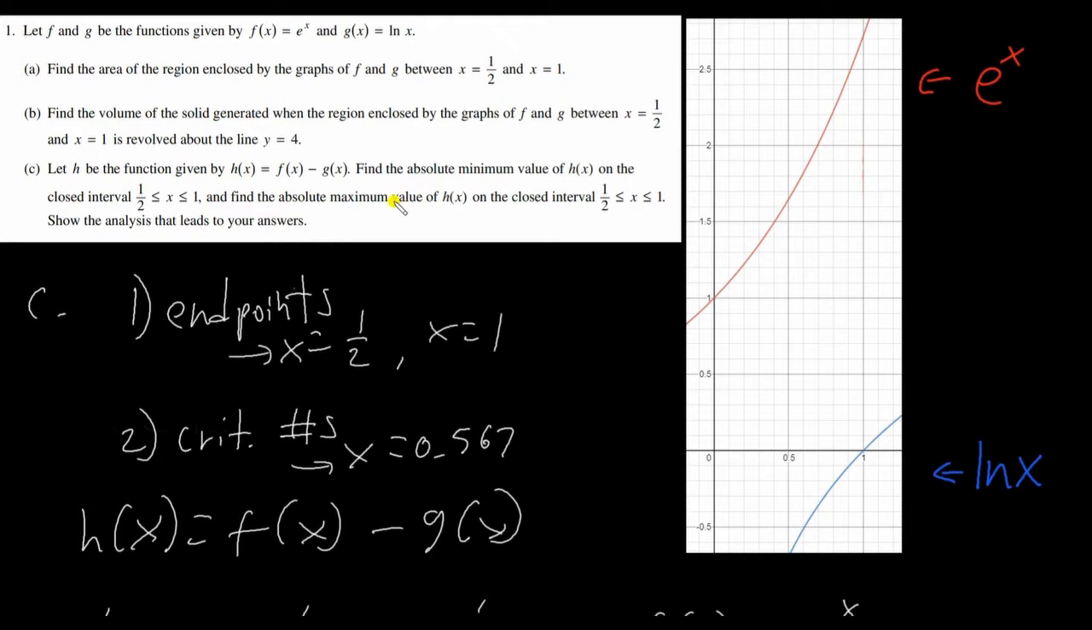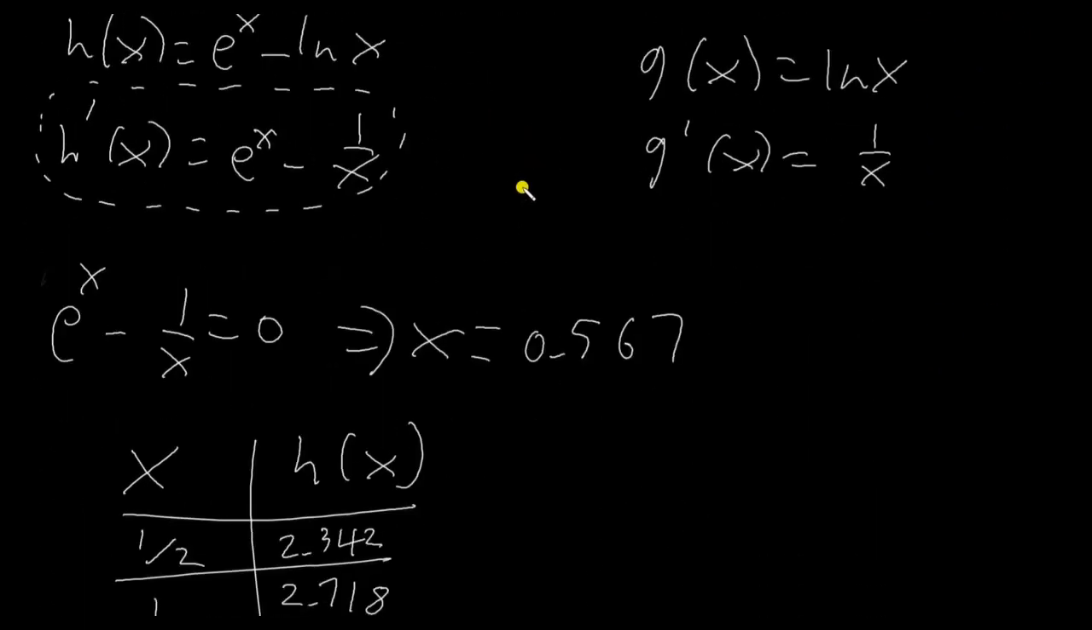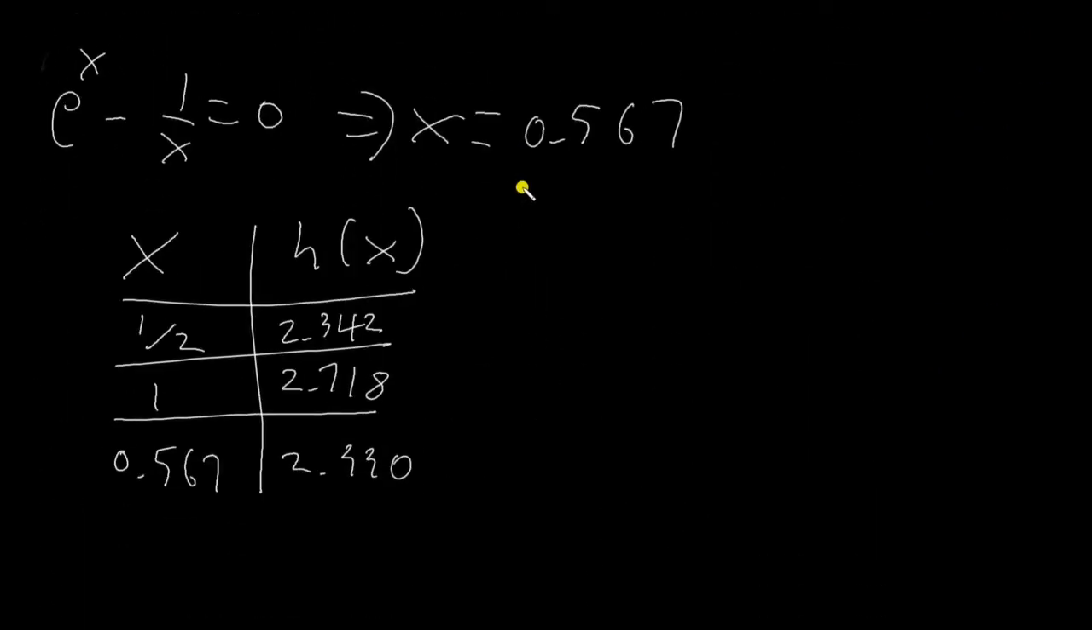So they said find the absolute minimum value and the absolute maximum value. They didn't say x value, they just said value. So when they say value here, that means they're talking about y value. If they wanted you to find the x value, they'd explicitly state find the x value where the absolute minimum or absolute maximum occurs. But since they didn't say that, we want the y values.